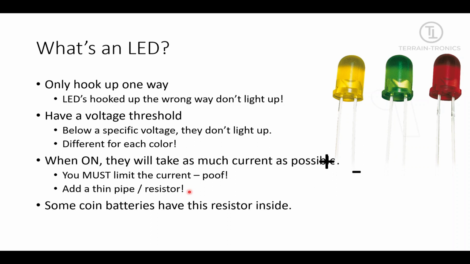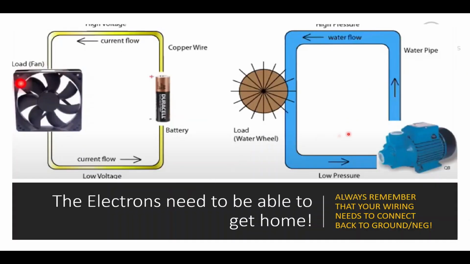Now, there are some folks that just get a coin cell battery and connect it directly to their LED. That's awesome. But that's because coin batteries typically have an internal resistance inside. They don't have a physical resistor, but because of the way they're manufactured, they do have some current limiting capabilities built in. That makes them really convenient, if you're only going to put a single LED on a piece of terrain, it can be pretty useful for that.